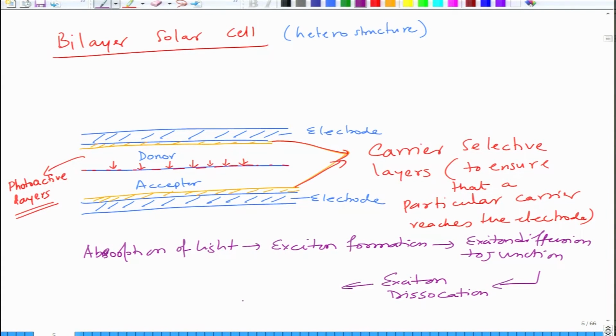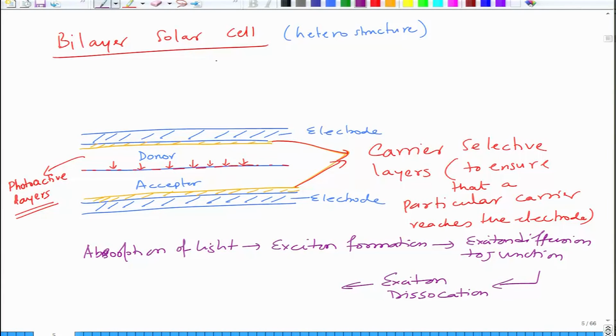Just like you have differences in the Fermi levels of p and n type, here we have differences in the HOMO and LUMO levels of these two semiconductors. Basically HOMO of one and LUMO of another forms the minimum energy gap, and this provides the built-in field. So exciton dissociation. For example, this is the donor, this is the acceptor. So this is LUMO, this is HOMO, this is LUMO, and this is HOMO. This gap provides the built-in electric field to break the exciton.